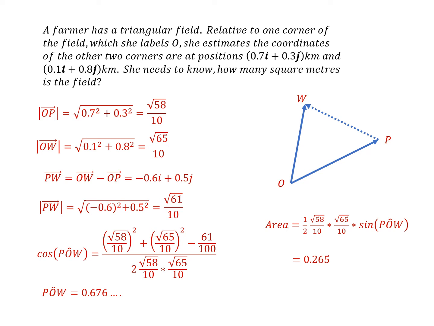But is that the answer to the question? Well, let's have a look carefully. How many square meters is the field? But these coordinates have been given to us in kilometers. So this is 0.265 square kilometers. How do we convert square kilometers into square meters? We have to multiply by 1,000 and another 1,000. So the final answer is there, 265,000 square meters. Seems like a lot, but it's a big field.